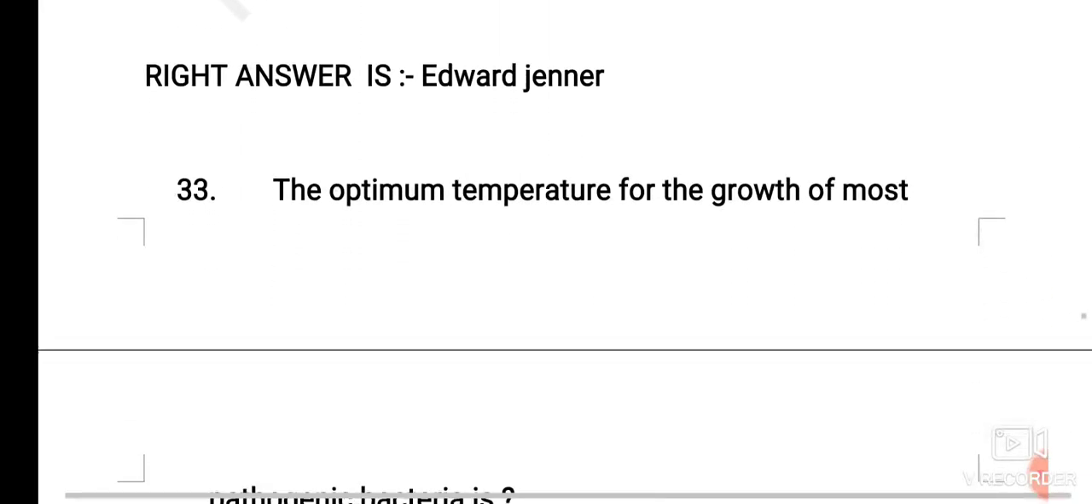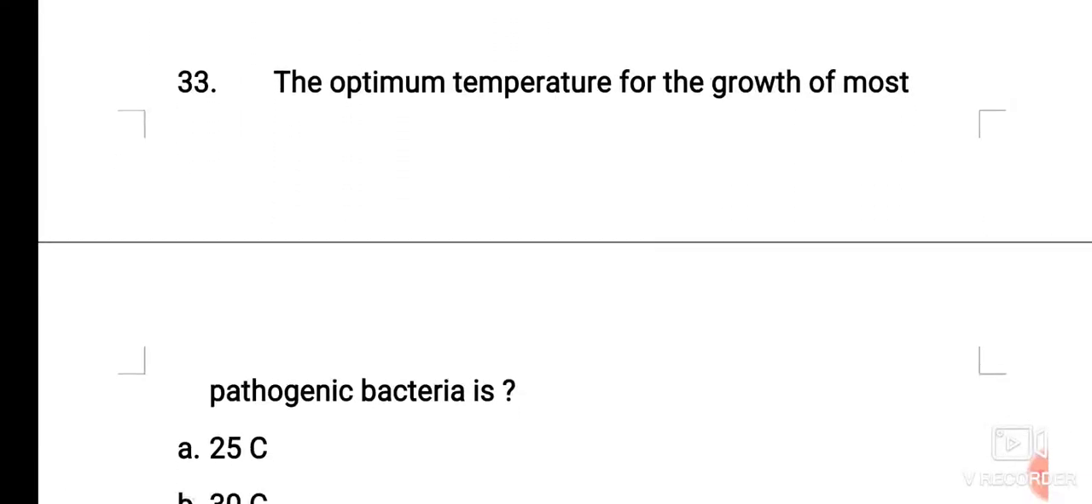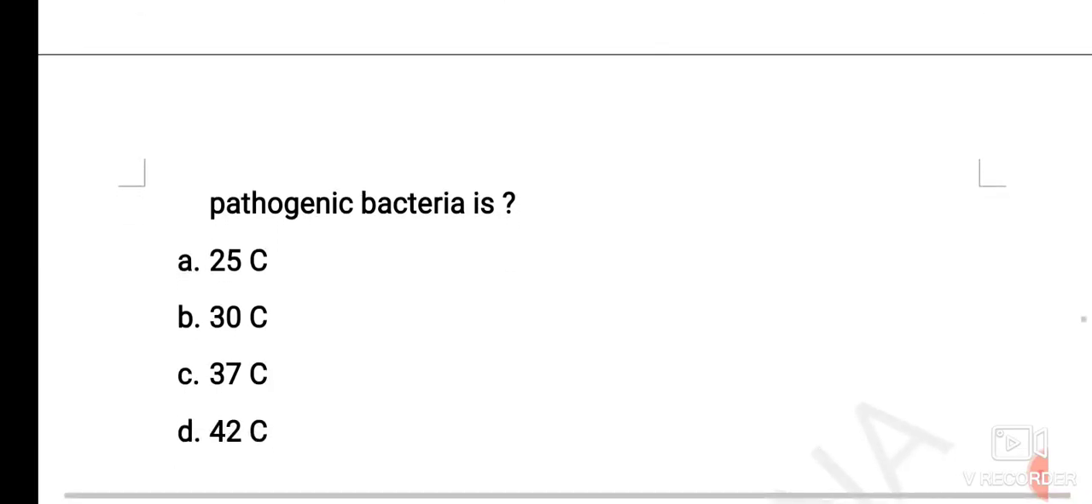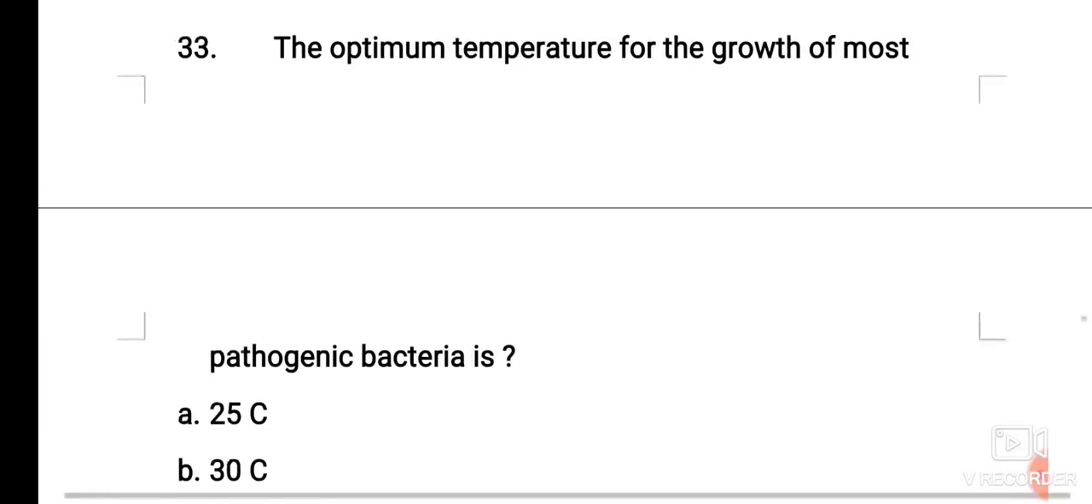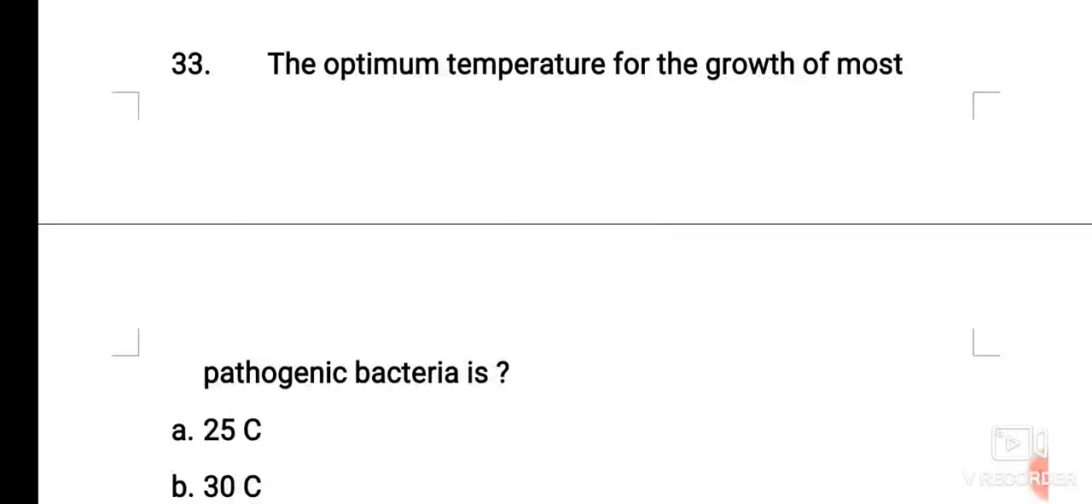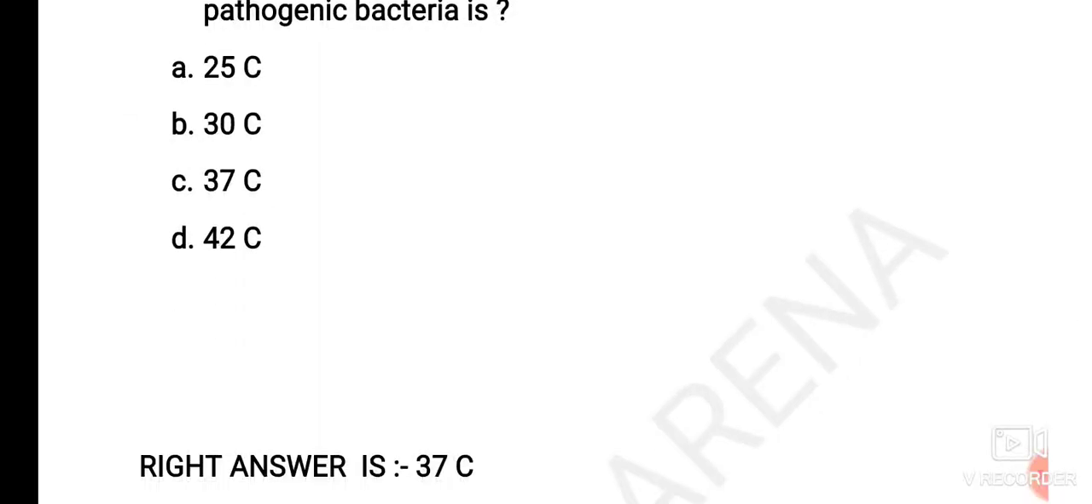Next question. The optimum temperature for the growth of most pathogenic bacteria is 25 degrees centigrade, 30 degrees centigrade, 37 degrees centigrade, or 42 degrees centigrade. So, the optimum temperature for the growth of most pathogenic bacteria is 37 degrees centigrade.